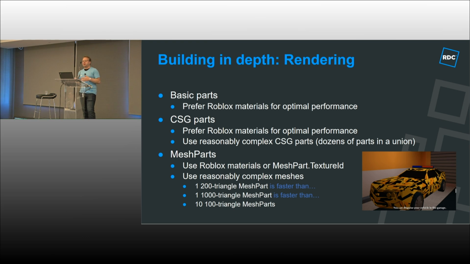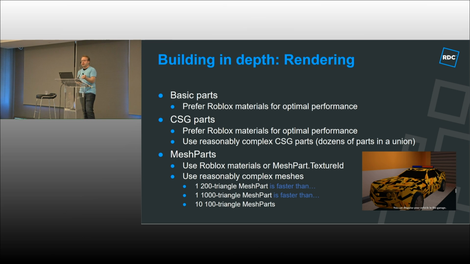Plastic versus non-plastic matters less. Plastic is slightly faster, but all materials are reasonably fast. For CSG parts, it's the same thing. Use Roblox materials. Don't treat CSG as this magical performance-fixing solution. Oh, hey, I unioned every pair of parts in my world. Surely it must become more efficient. No. It defeats instancing optimizations, and it defeats a lot of other things that we try to do internally to make your worlds run fast. So try to target dozens of parts, maybe more, when you are building a union for performance. When it comes to mesh parts, you can use Roblox materials. Mesh parts give you an extra option of using a texture ID on the mesh part itself, and this is also really efficient.